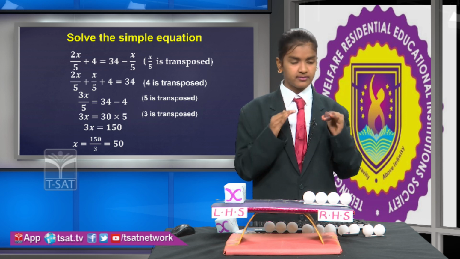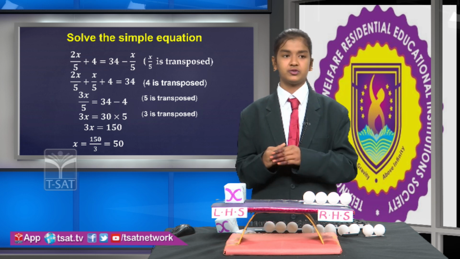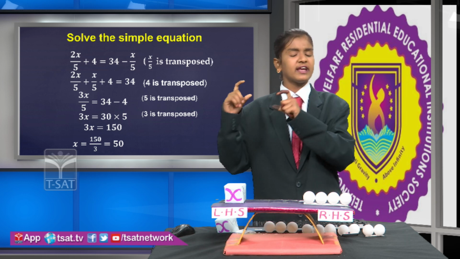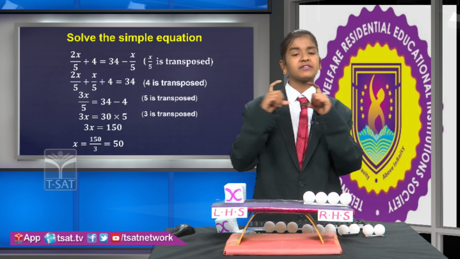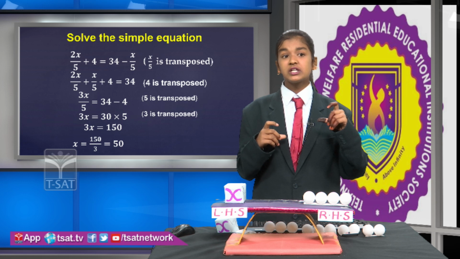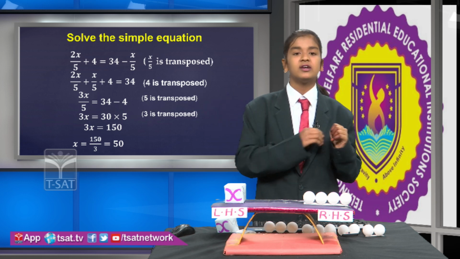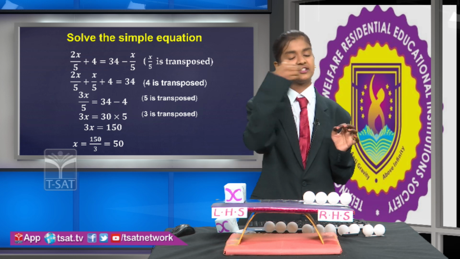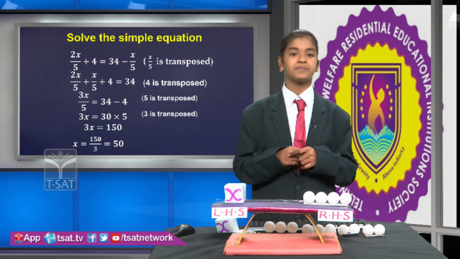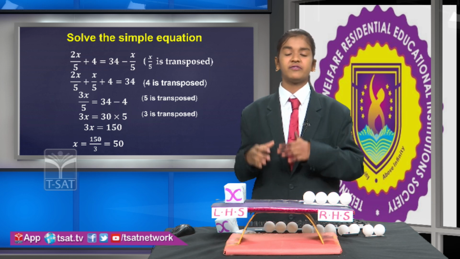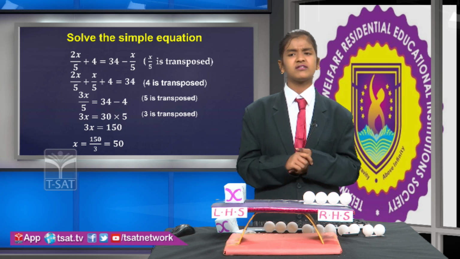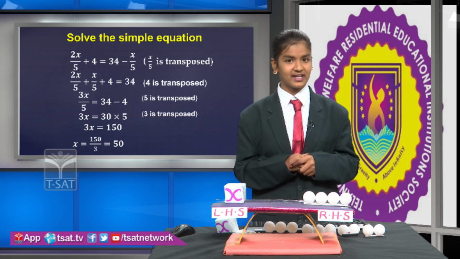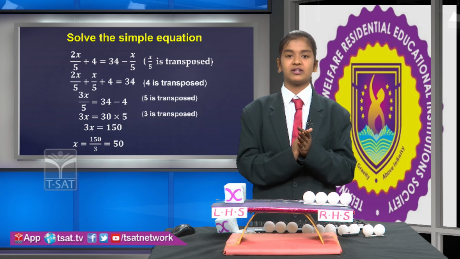Here 2x plus 2x by 5 plus 4 equals 34 minus x by 5. So friends, here 2x by 5 and x by 5 are variable terms, 4 and 34 are constant terms. First, we should bring variable terms to one side. Because x by 5 is transposed, it becomes plus x by 5. 2x by 5 plus x by 5 plus 4 equals 34. So friends, here denominators are same. So take common, and 2x plus x is 3x. 3x by 5 plus 4 equals 34.